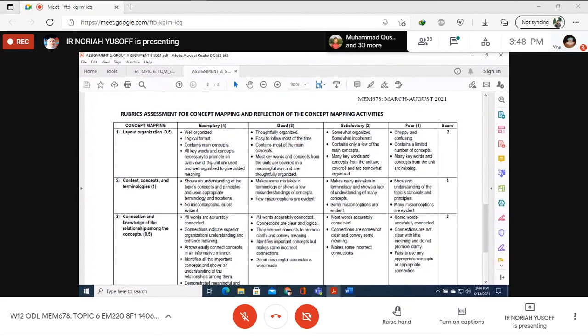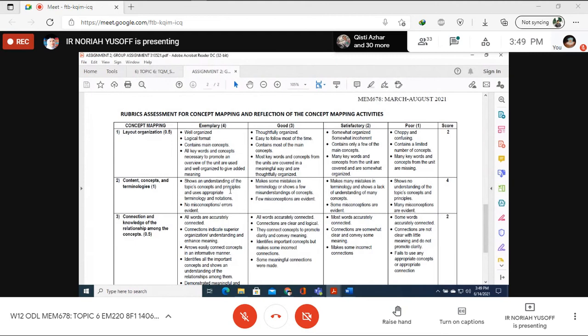Okay. So it contains the main concept. What is it? Of course, the Deming 14 points. Okay. All keywords and concepts necessary to promote an overview of the unit are used and well organized to give the added meanings. So you have to organize accordingly. So for the layout organisation, I give 2 scores. For the content, concepts and terminologies, you have to elaborate each of the points and show the sub points, the content inside. Deming 14 points has 14, all the main points. You have to elaborate and show the connection.